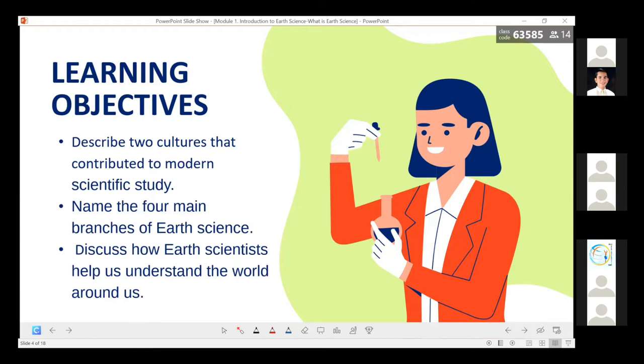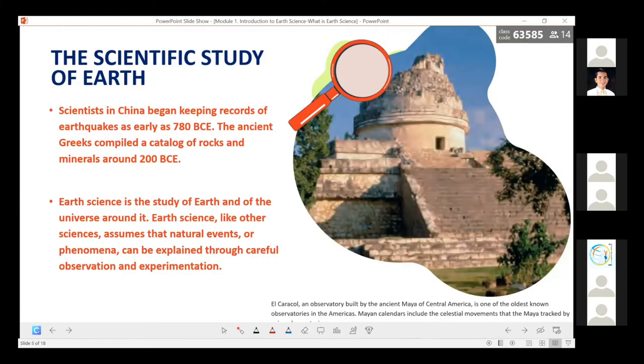Now, the scientific study of the earth actually began with careful observations of our scientists. Way back, scientists in China began keeping records of earthquakes as early as 780 BCE. And the ancient Greeks compiled a catalog of rocks and minerals around 200 BCE. There are also other ancient peoples, including the Mayans, who tracked the movements of the sun, the moon, and the planets at observatories.